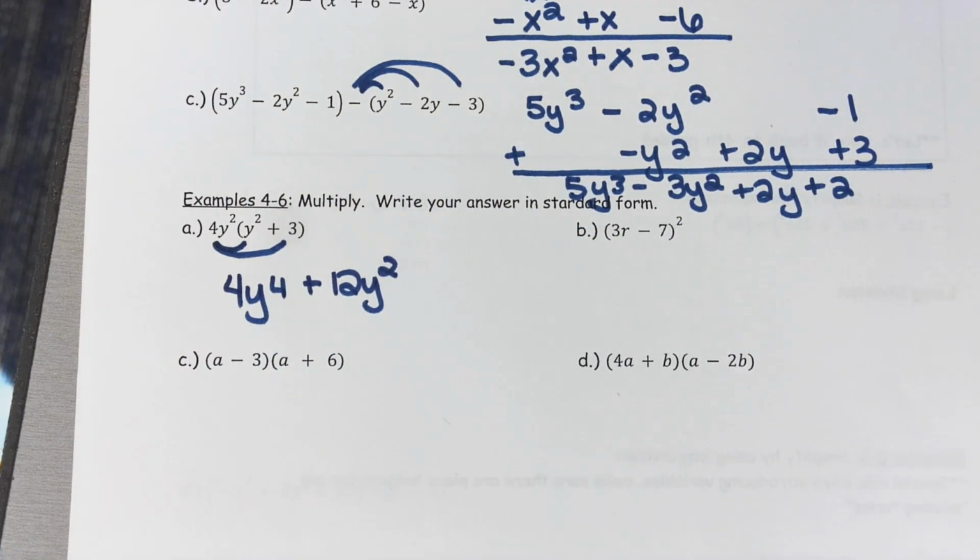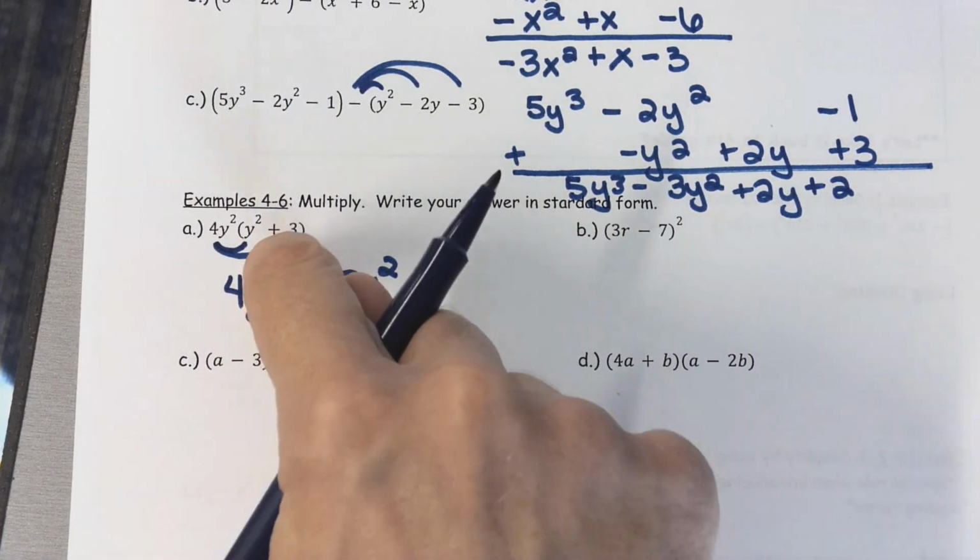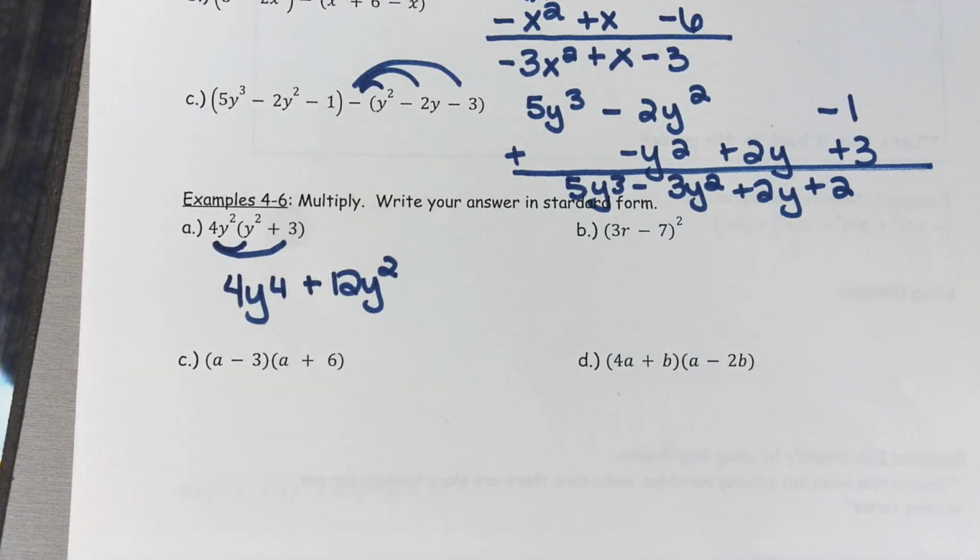Squared, yes. I don't like how low my 4 is. Remember, that's an exponent. I don't like where it's living. It's a little down low for my liking. Okay, that'd be my final answer. So 4y to the 4th plus 12y squared.